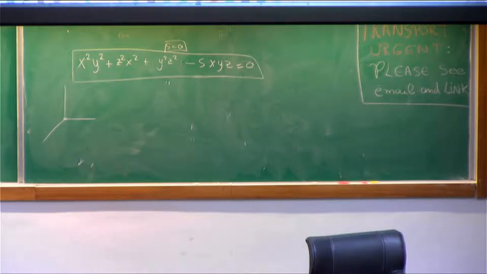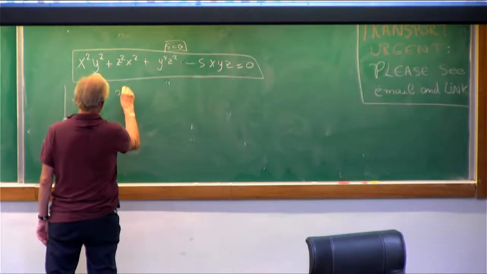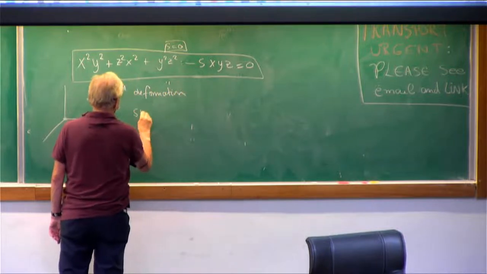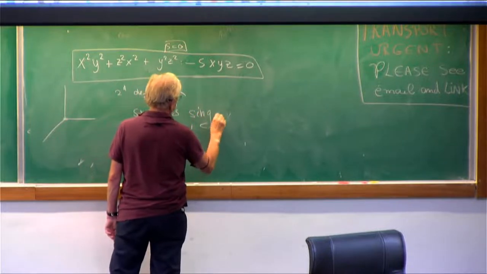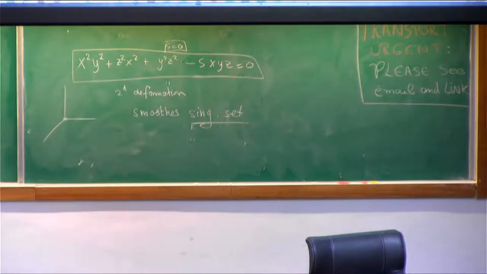So these three deformations with three parameters is another deformation. And the other deformation, it makes the second deformation smooth the singular set. Now you can see that from the formula, they have here this kind of curve, and perhaps the normalization can be computed. This is not too difficult here, I think.